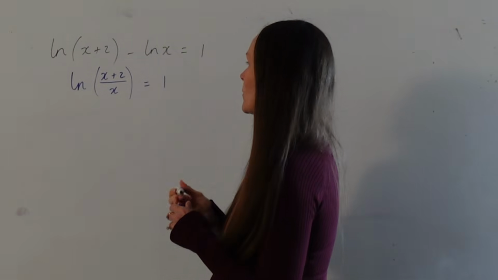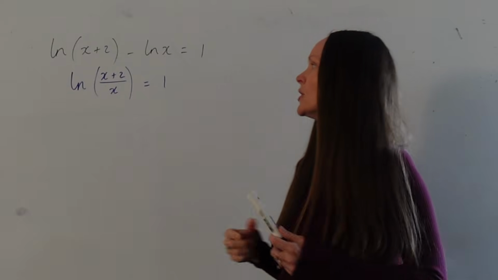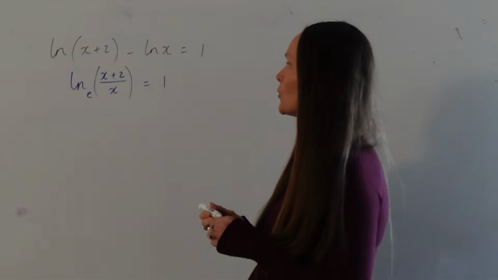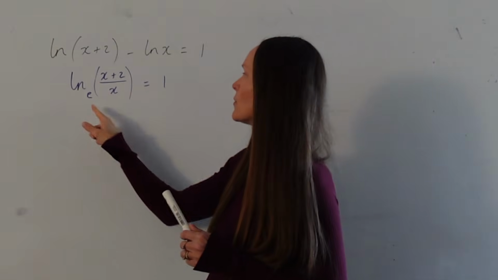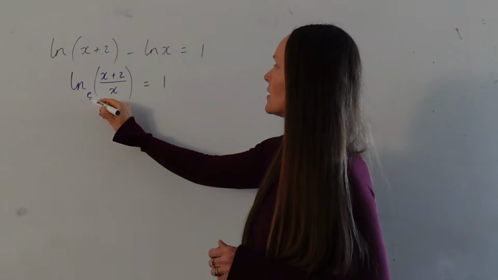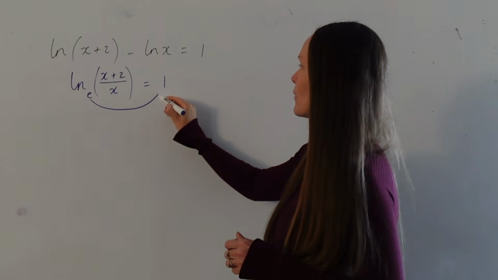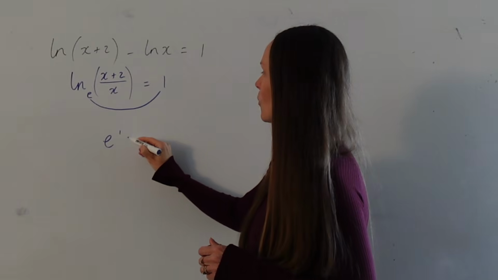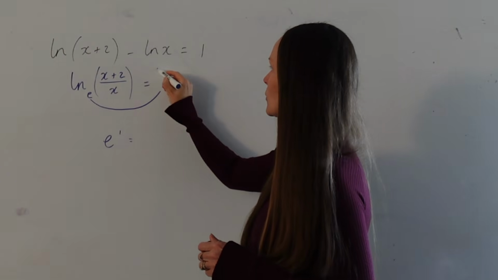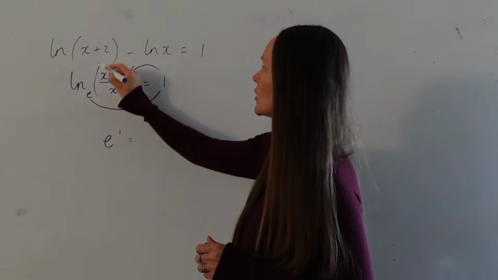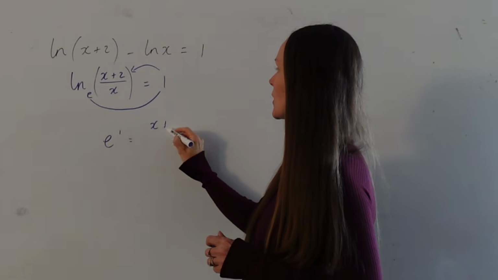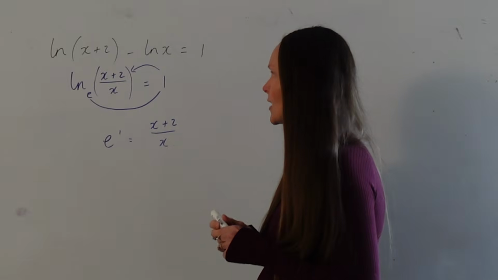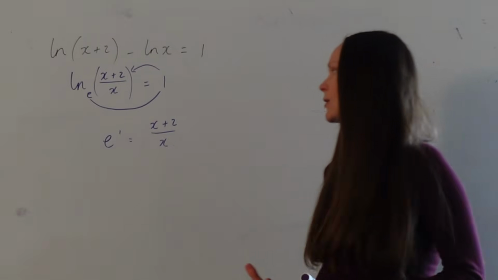When dealing with the natural logarithm ln, remember the base number is e. If you work out the value of a logarithm, you take this base number, in this case e, and raise it to the power here, which would be 1. When you do that, it gives you the argument, what's inside the logarithm here, x plus 2 divided by x. So we've managed to rewrite the equation without the logarithm now.